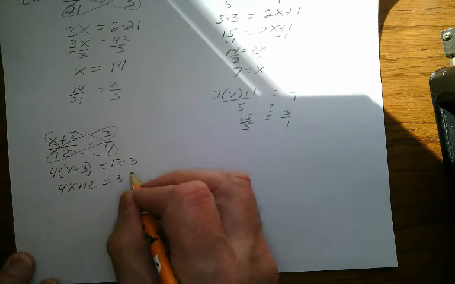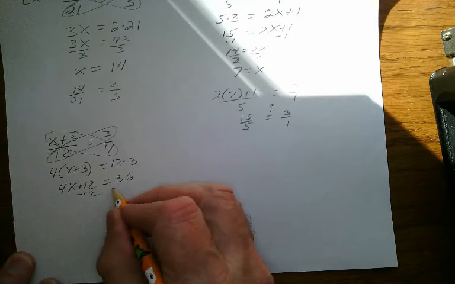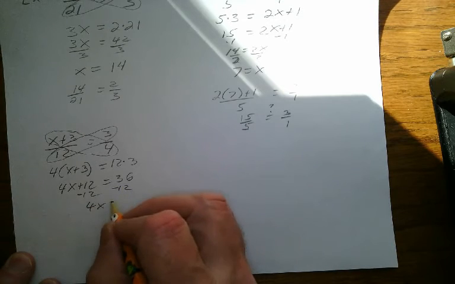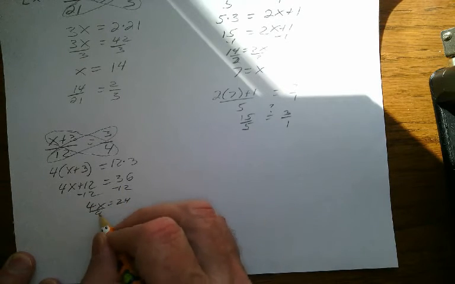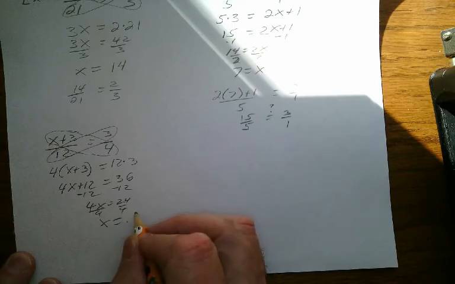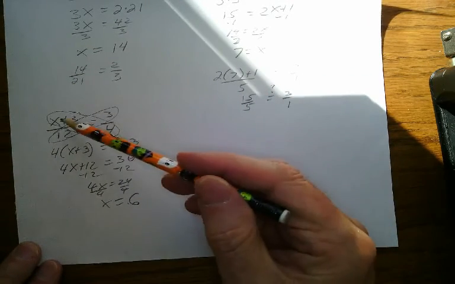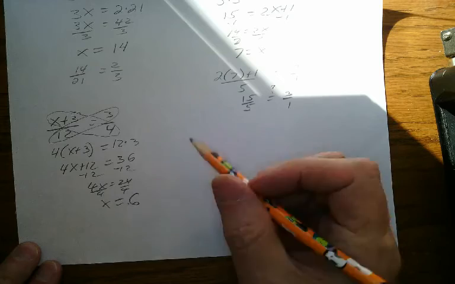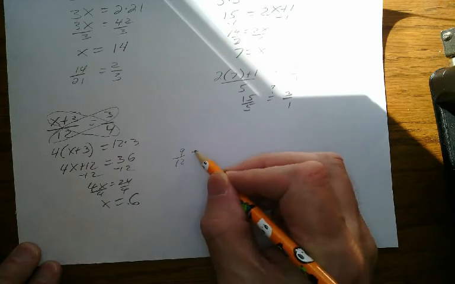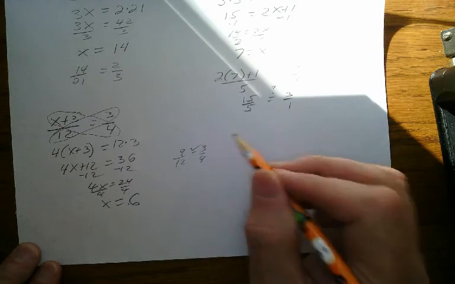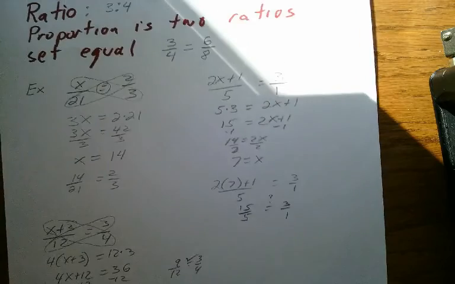12 times 3 is 36. Let's minus the 12. 4x is 24. Divide by 4. X is 6. Okay? And if we plug the 6 in, we get 6 plus 3 is 9. Does 9 over 12 equal 3 over 4? Yes, it does.